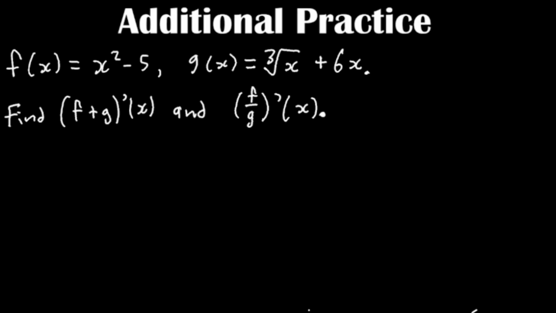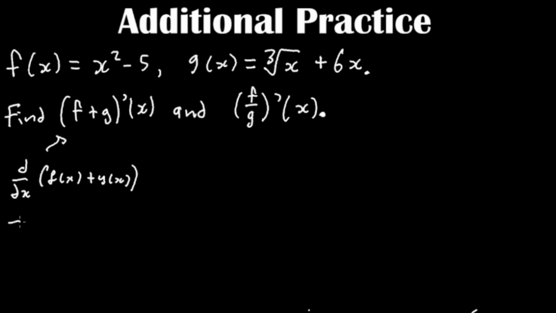Alright, so now for some extra practice with the rules we've learned. We're given two functions, f and g. F of x is x squared minus 5, and g of x is cube root x plus 6x. So f plus g prime of x. This is the same thing as just the derivative of f of x plus g of x.